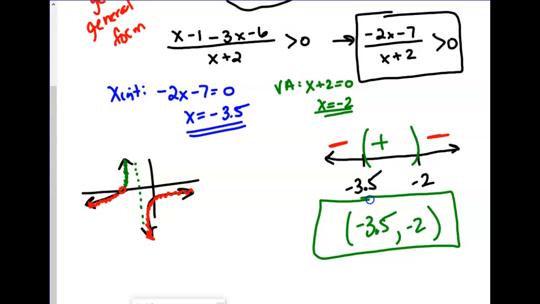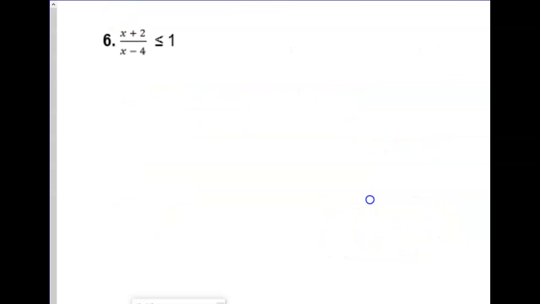Alright, let's take a look at the next one. Okay, so again, I get kids who look at this on the test on Friday and they go, clearly you have an x-intercept at negative 2. And then I go, oh, child. Are we ready to look at x-intercepts? This is not even the right form.